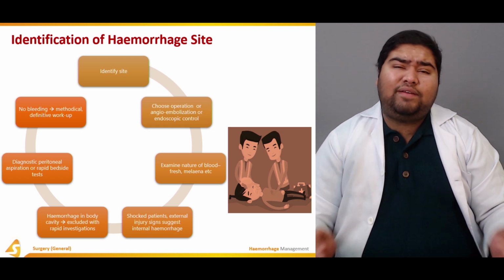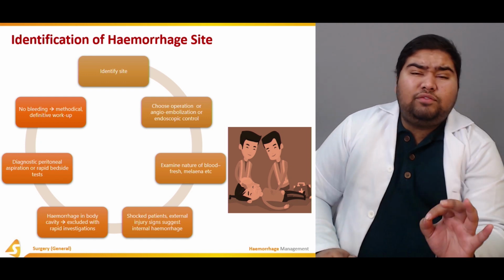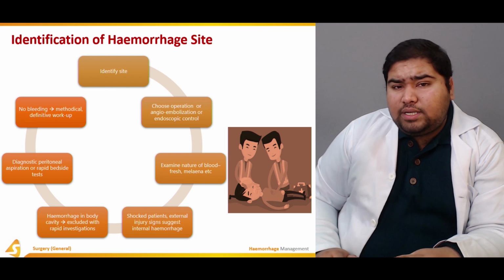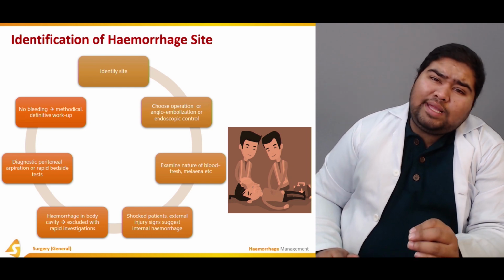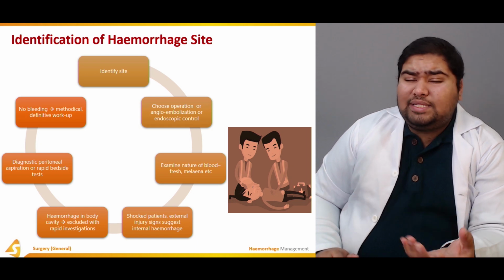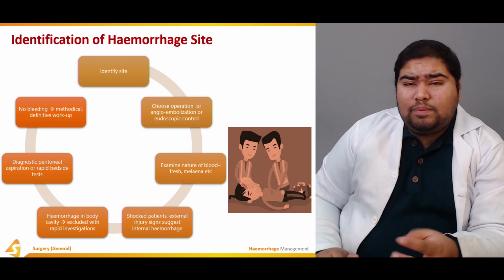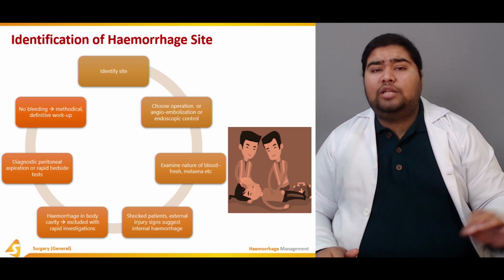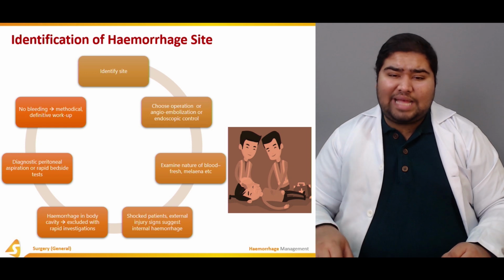So once you have identified the bleeder, you have to stop the bleeder. For stopping the bleeder, you can use any of the surgical means you have. While doing that, you should examine the patient for the type of blood that is there. You should examine the amount of blood that is there. You should consider the possibility of a concealed hemorrhage as well, and you should rule it out by investigations and tests.